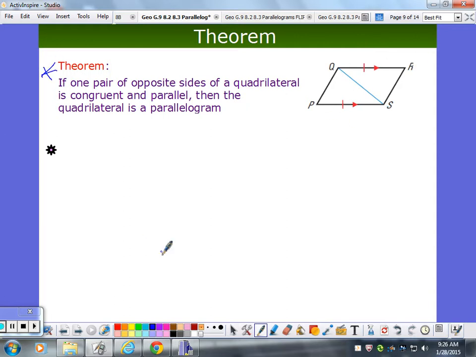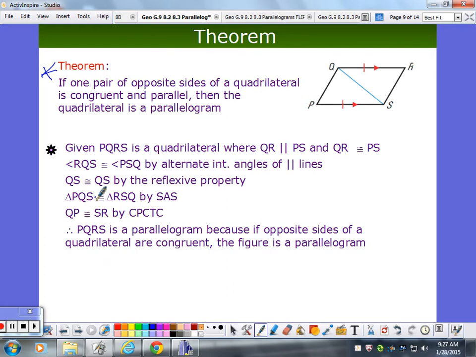This is kind of a nice little theorem. You tend to forget about it, so you might want to make a little star, because sometimes it comes in handy, and we tend to forget it. The other ones kind of get in our minds better. If one set is congruent and parallel, you have a parallelogram. How come? All right, let's see what's going on here.